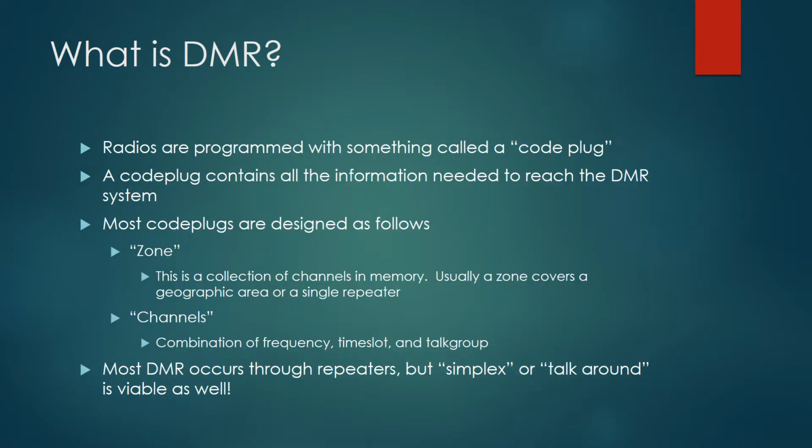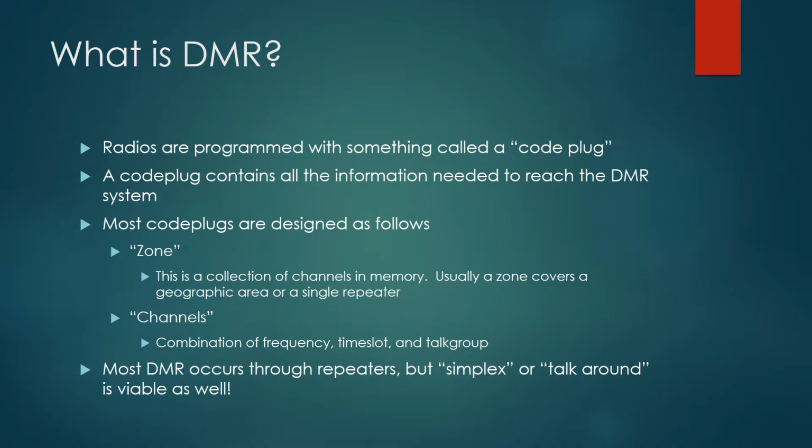So DMR radios are programmed with something called a code plug, and a code plug contains all the information needed to reach the DMR system. Now most code plugs are designed as follows. They're split into two things: a zone, which is a collection of channels in memory. Usually a zone covers a specific geographic area or sometimes even just a specific repeater, and channels within the zone, which are a combination of frequency, time slot, and talk group.